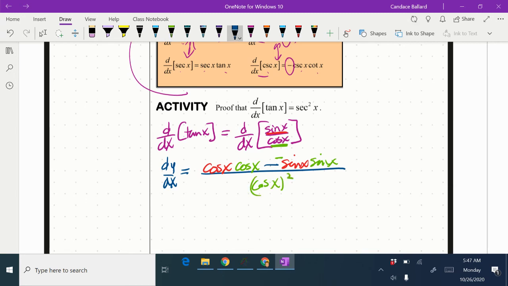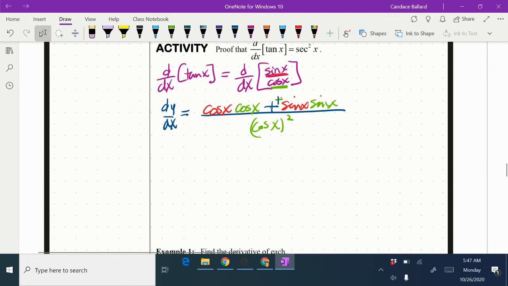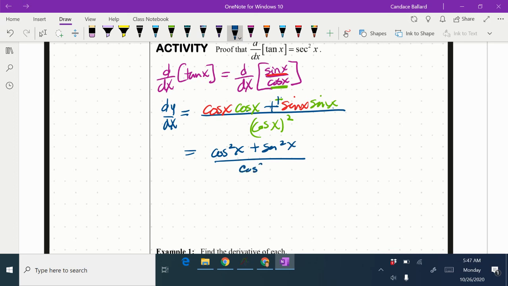All right, I'm going to simplify this. So double negative is going to go positive. So cosine times cosine would be cosine squared x, plus sine times sine would be sine squared x, all over cosine squared x. Now, this numerator looks awfully familiar. Do you remember the Pythagorean identity? Sine squared plus cosine squared equals 1. Well, that's what I have. It's just written in the backwards order. So I know that I can replace sine squared plus cosine squared with the number 1. So that's what I'm going to do. So I got 1 over cosine squared x.